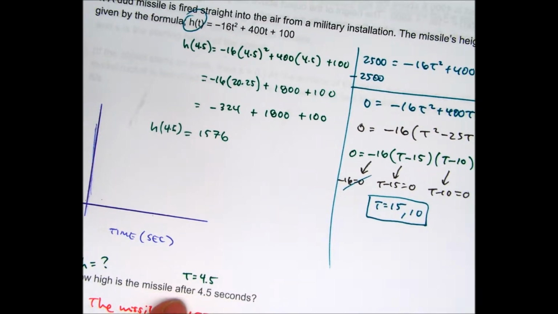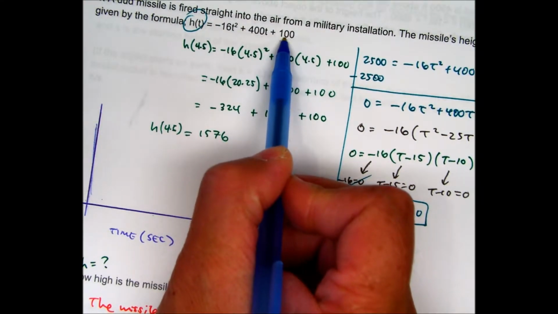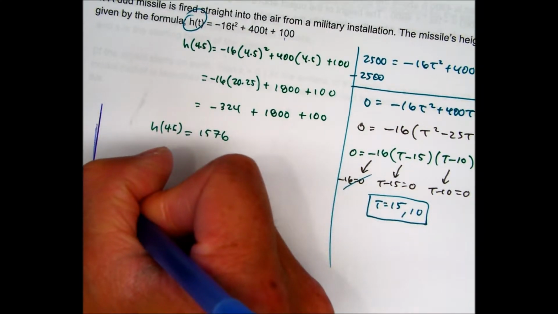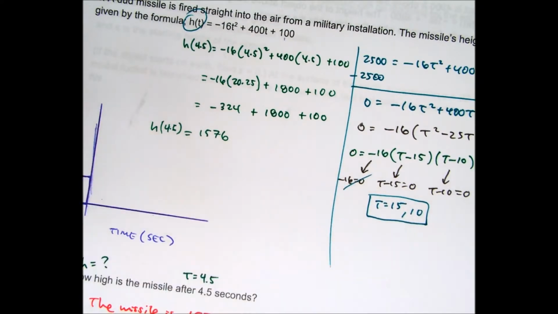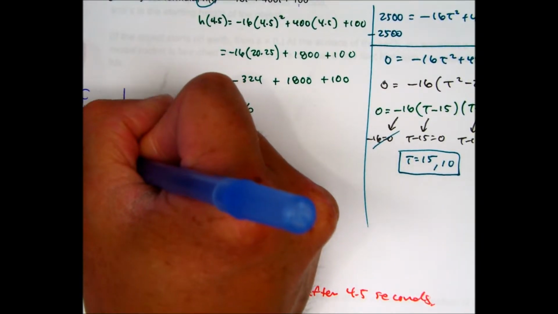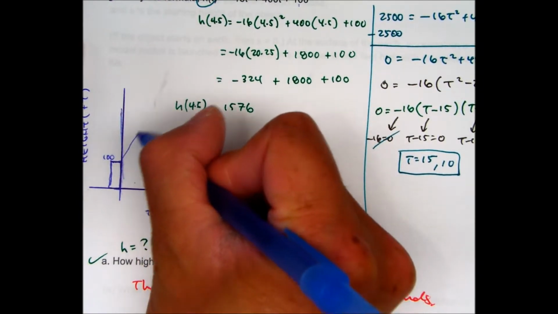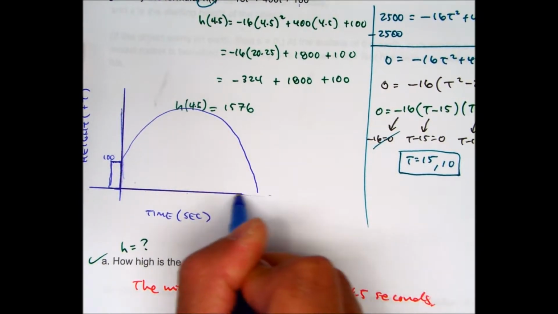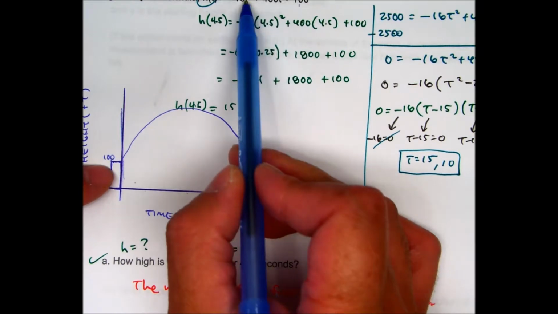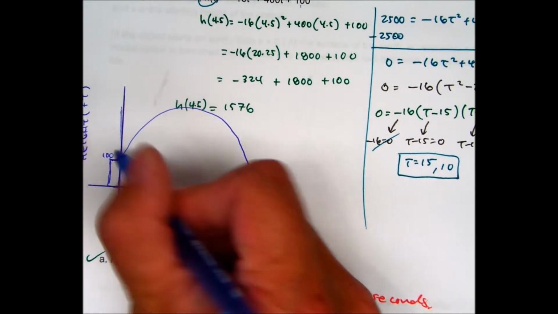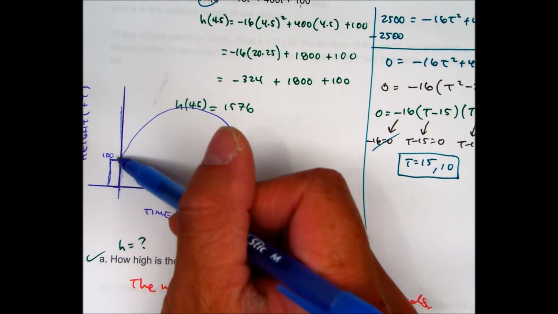Put your finger on the y-intercept. Show your partner. Give them a head nod. Yes, no. Your y-intercept is 100. So your military installation is actually 100 feet above the ground. The missile is actually being launched from 100 feet. Does that make sense? Because if you put in time 0, that becomes 0, that becomes 0, and you're at 100. Okay?